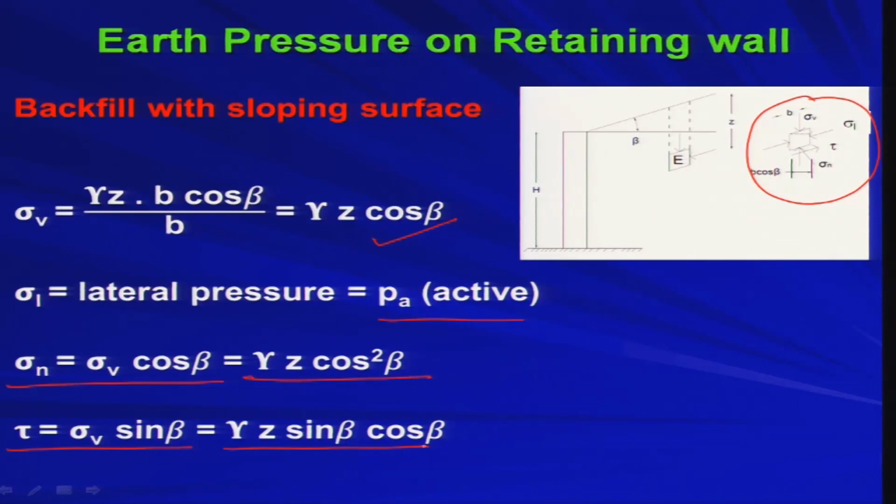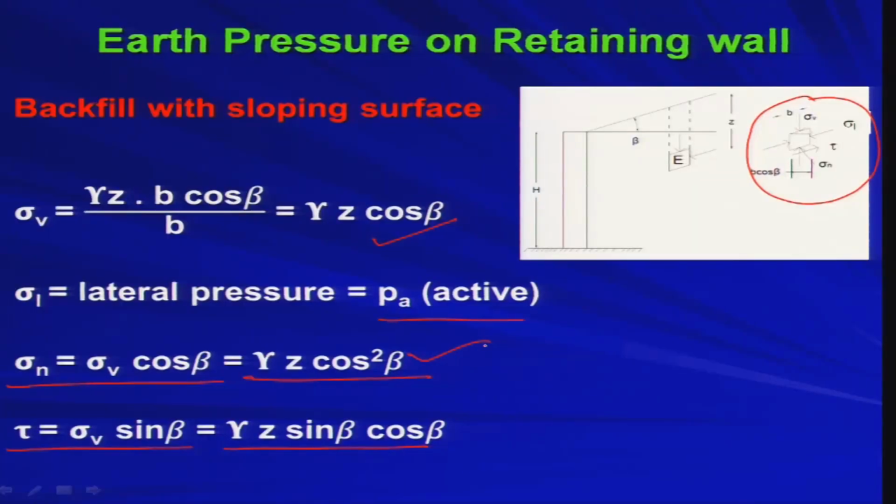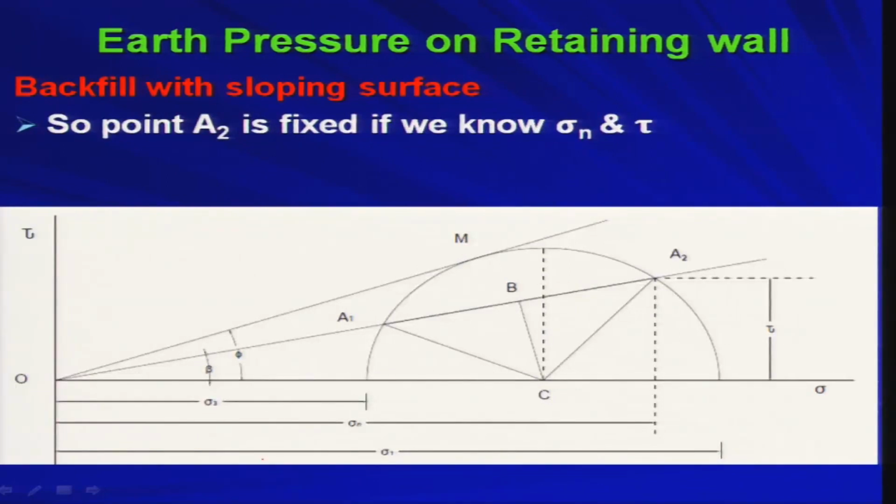So, at any depth, you can find out sigma n by this expression if you know the slope of the backfill, the depth which you want, and of course, the unit weight of the soil. You can find out sigma n, that is the normal stress at any depth. Similarly, you can find out the shear stress at any depth, that is gamma z sin beta cos beta. So, if you know sigma n and tau, that is the normal stress and the shear stress.